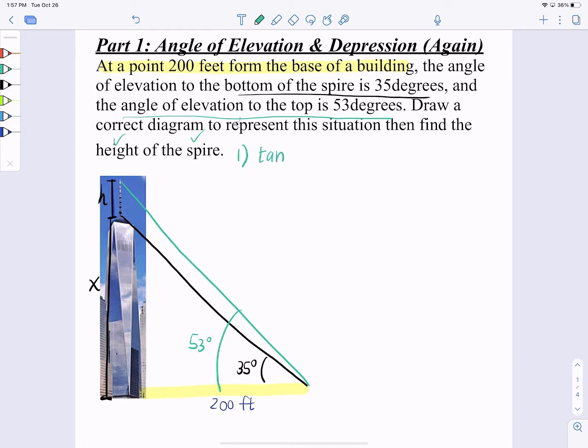Tangent, okay? Now, we have two different heights, right? We have a longer height with the spire, and we have the shorter height, just the building. But if we know both, then we'll figure out the height of the spire. All right, so I think that's easy to establish. But let's do tangent of the bigger angle, 53.